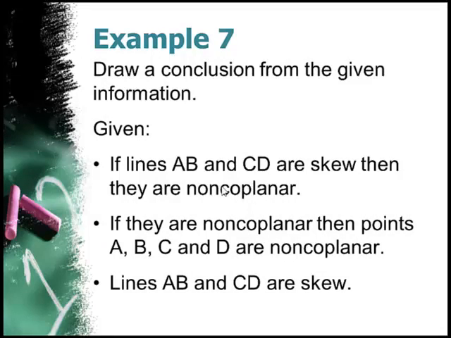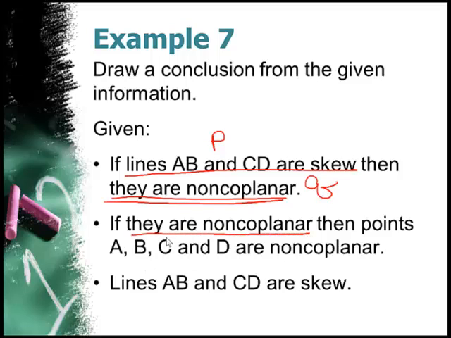Final example, example 7. Draw a conclusion from the given information. If lines AB and CD are skew, all right, so that's our P, then they are non-coplanar. Non-coplanar, that's Q, all right. If they are non-coplanar, that's still Q, then the points A, B, C, and D are non-coplanar, all right. So that's R. So let me draw this.